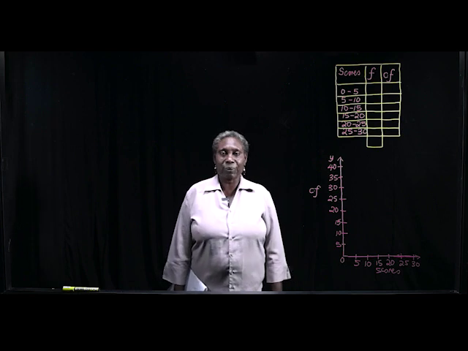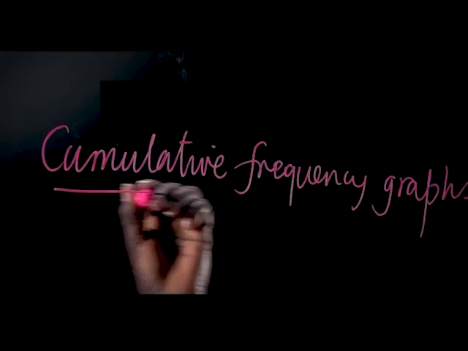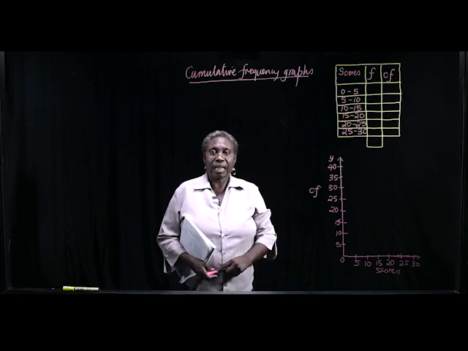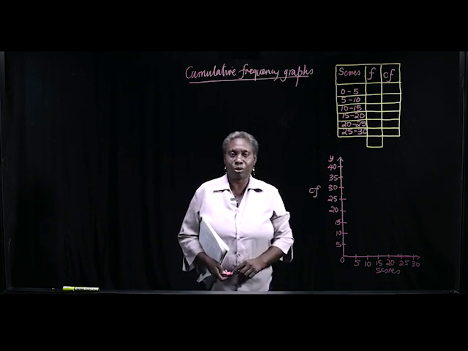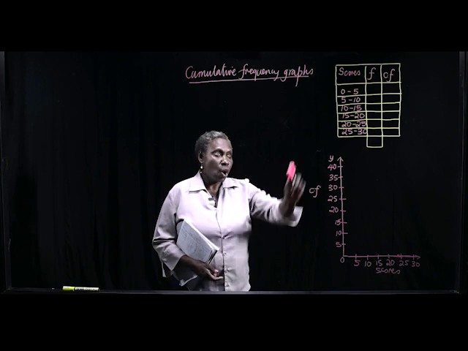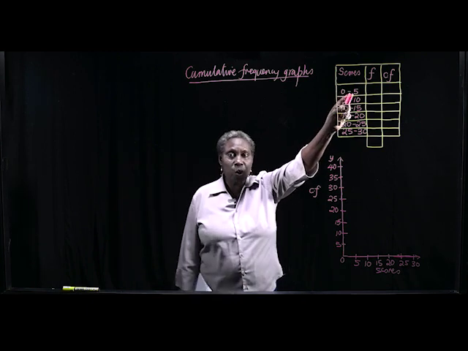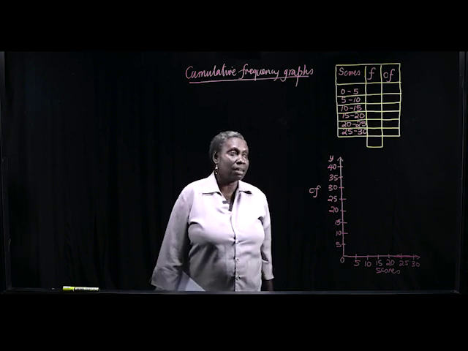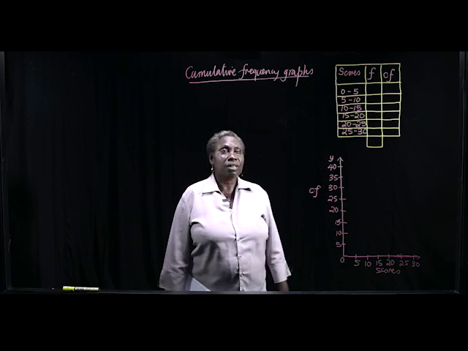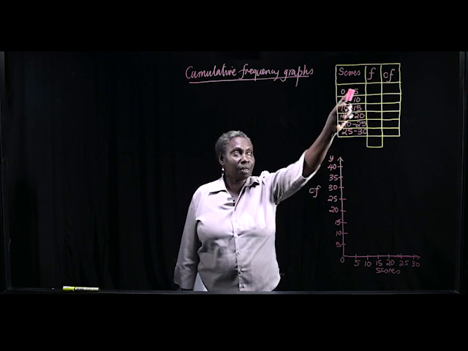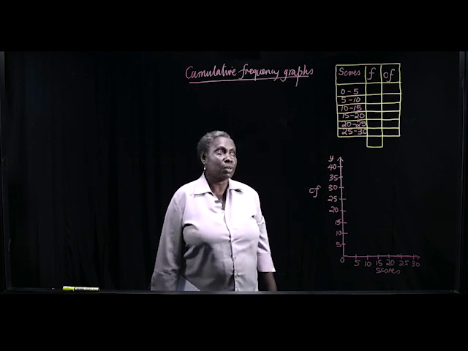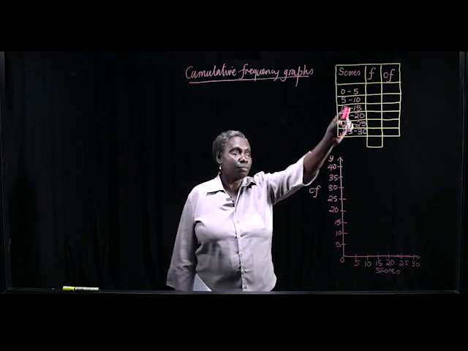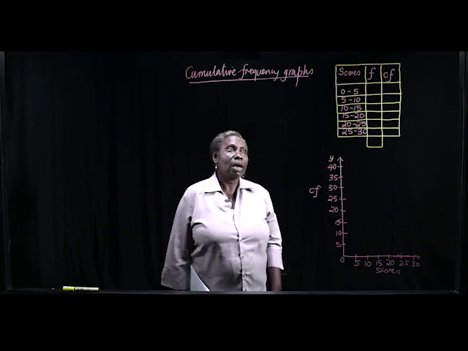Okay, in today's lesson we are going to look at cumulative frequency graphs. A cumulative frequency graph is a graph that represents a running total of frequencies. On the board I have the scores of students in a class, out of 30. I am going to put down the number of students and the scores they obtained in the test. I have already sorted them into classes.